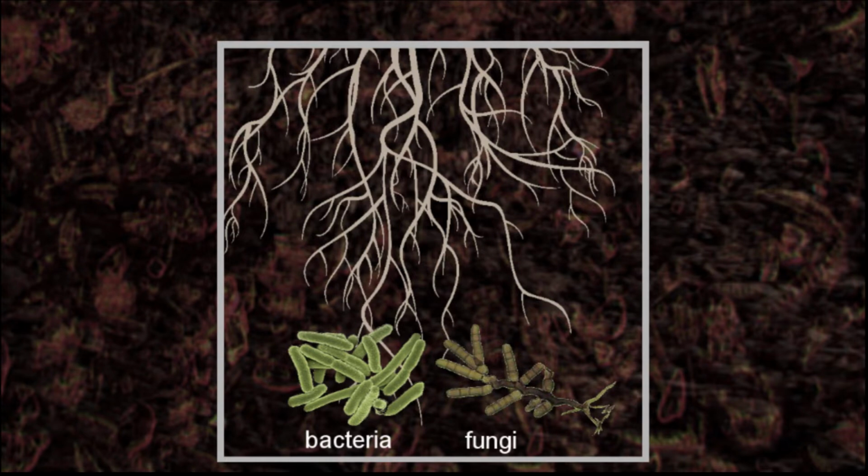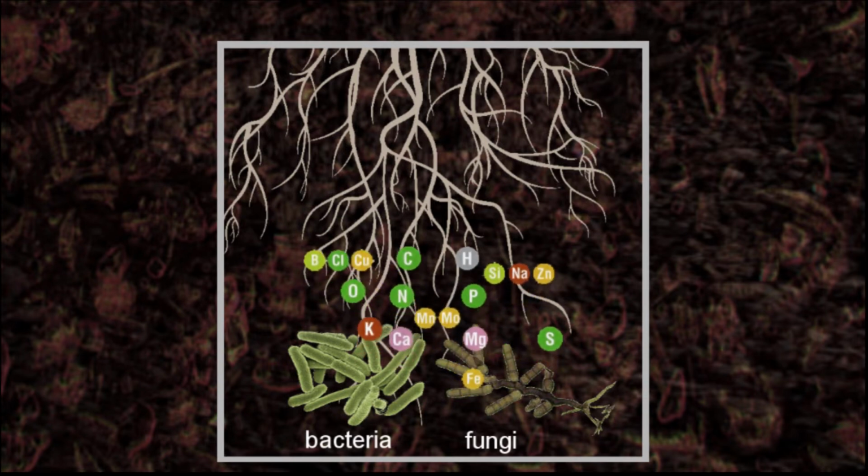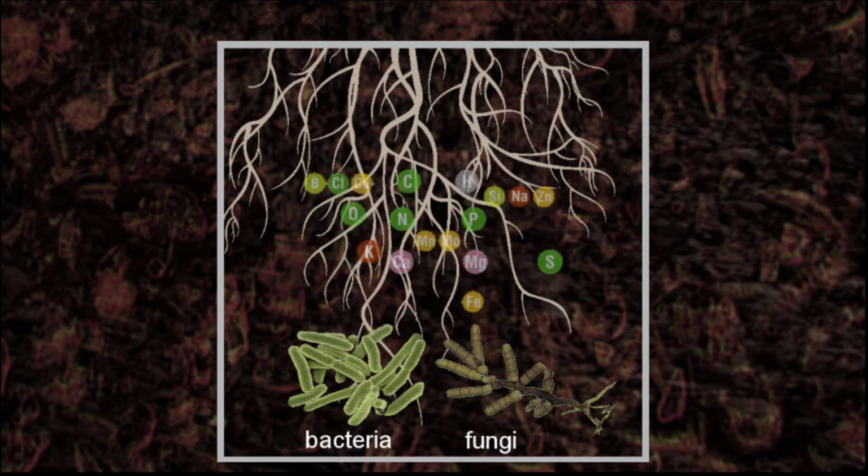Plants evolved this relationship with bacteria and fungi because the plant does not have the ability to solubilize nutrients. It does not have the ability to exude the acids and bases necessary to pull the copper and the manganese and the calcium out of the soil.